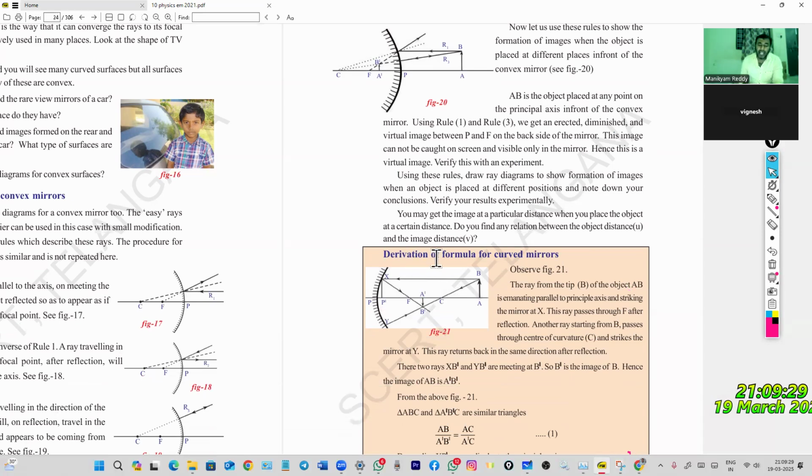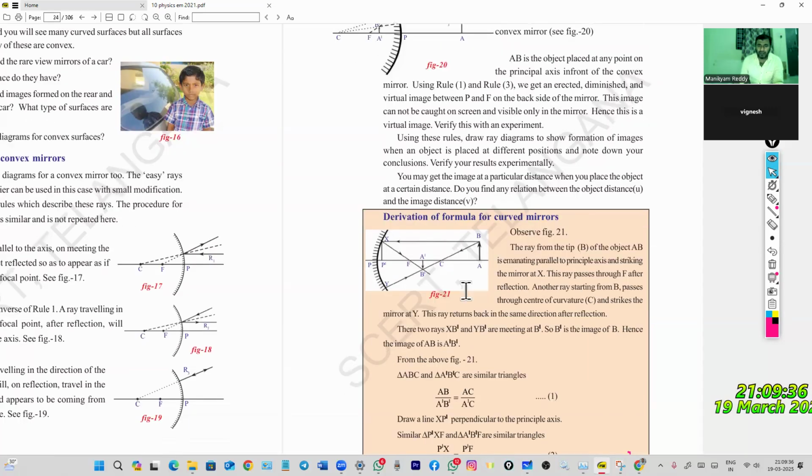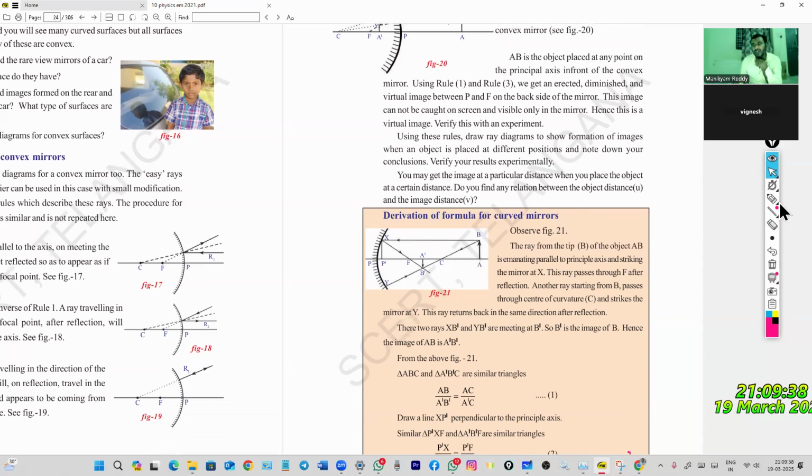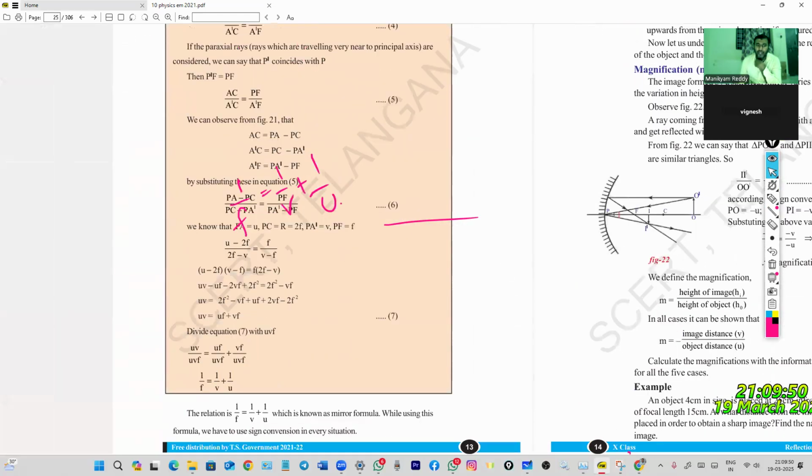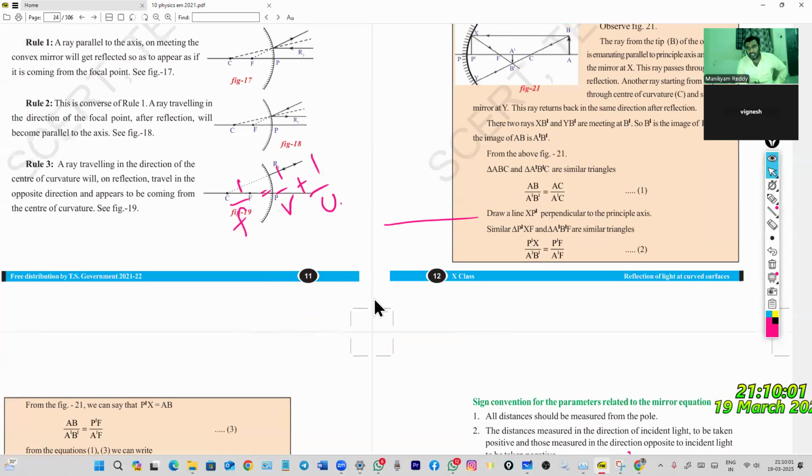Now next one is derivation of the formula for curved mirrors. How to derive the formula? Mirror formula is 1 by F is equal to 1 by V plus 1 by U. How this formula came, I am going to explain. Why is it called the mirror formula, 1 by V plus 1 by U? How this came, I am going to explain now.